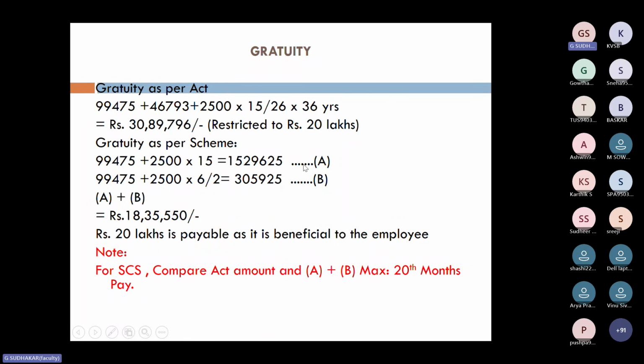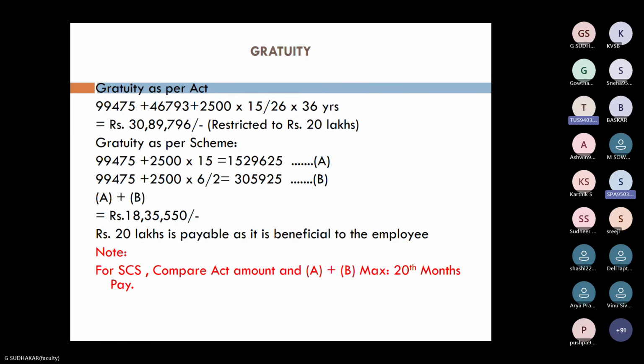For A, you are calculating up to 30 years. Up to 30 years means it is reduced to 15, that is 30 by 2 is 15. Basic plus DA into number of years is this one. Then for more than 30 years, it is halved again. Say he worked for 36 years, so 6 years by 2, the same component. Amount B is 3 lakhs something. So total A plus B, 18 lakhs is coming. So you have to add A and B. This is up to 30 years, this is more than 30 years. Even for more than 30 years, you have to halve it, that is number of years by 2.